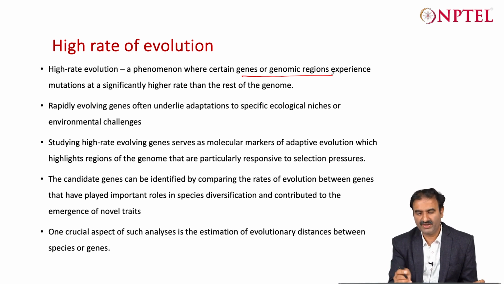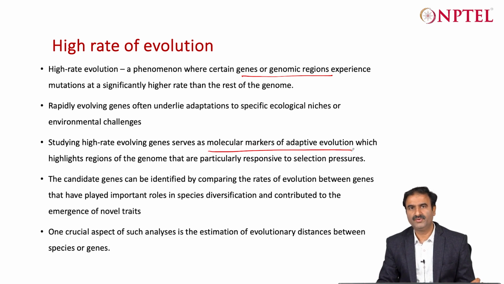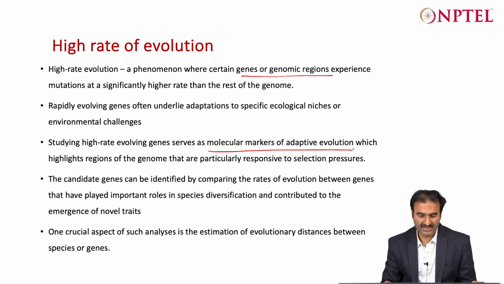So those are the molecular markers of adaptive evolution, and they are under less selection pressure because they are not part of the critical functions such as the enzymatic site or the positions that are important for protein folding. Okay, so we have to determine these positions which are under the higher rate of evolution.